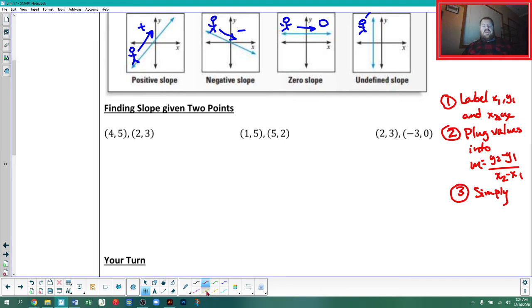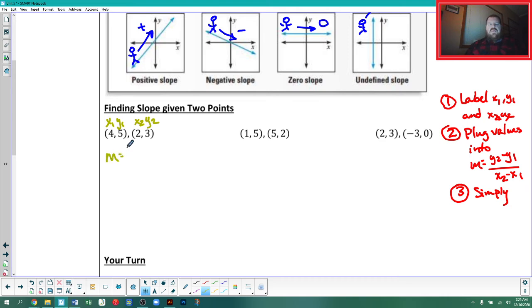So these are the steps that I follow every single time I get one of these problems. I don't think on step 1. I know that sounds weird to say, but on step 1, label x1, y1, x2, y2. If there's any doubt in my mind about what should be what, I don't think about it. I just go x1, y1, x2, y2. I label those, and now I move to step 2.